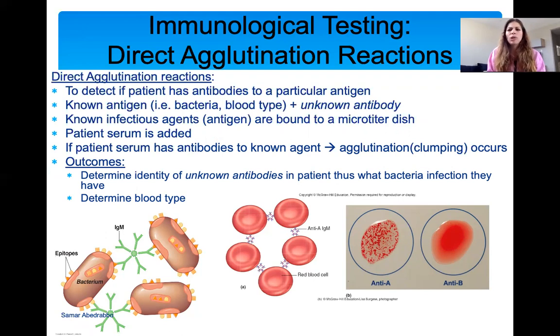So a patient comes to you, you take a blood sample, you see antibodies, you're not sure what they're for, you can do this test and determine what type of, for example, bacterial infection they have.